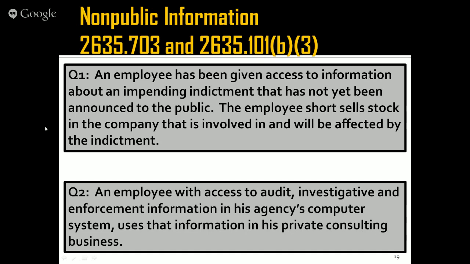Okay. And Q2, an employee with access to audit, investigative, and enforcement information in his agency's computer system uses that information in his private consulting business. Well, we certainly have the private interest. It's a commercial enterprise, and this isn't an authorized use of this information. We don't even need to know to what extent this individual was disclosing this information to clients. It's the fact that this wasn't an authorized use of this information. They could be using this for business development. They might not even tell the potential clients where this information came from or how they knew they needed these services. But you can't use non-public information for private gain.